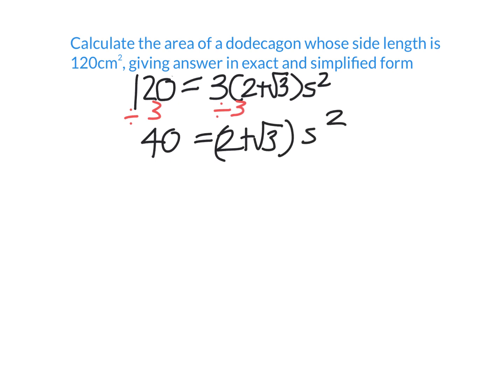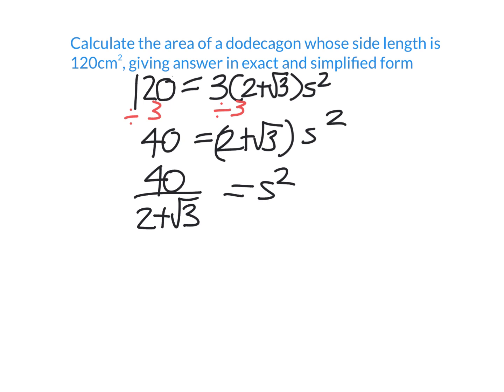Now 2 plus root 3 is just a number. It's about 3.732. So it's not a nice number to work with, but it's a number nonetheless. So the way we undo timesing by a number is to divide by a number. So I'm going to divide 40 by this number now. The problem is here, 40 over 2 plus root 3 is correct, but it's definitely not simplified. In order to be simplified, we're going to have to rationalize the denominator.